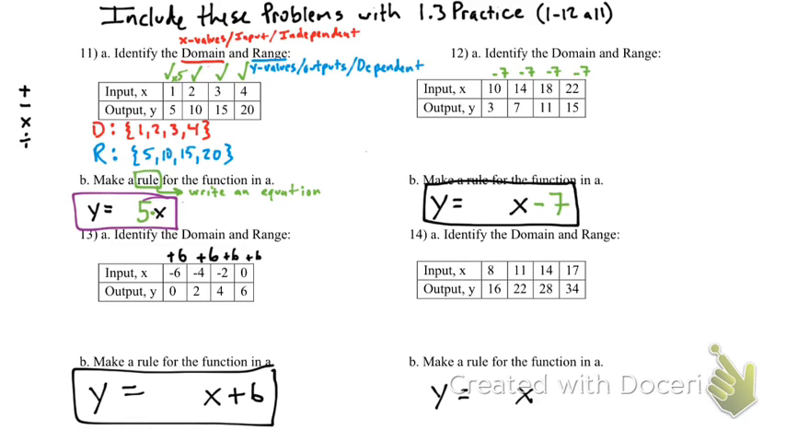The next thing would be multiplying by 2. And you'll notice this works. 8 times 2 is 16. 11 times 2 is 22. 14 times 2 is 28. 17 times 2 is 34. So my rule is multiplying by 2. Okay, and that would be your final rule.